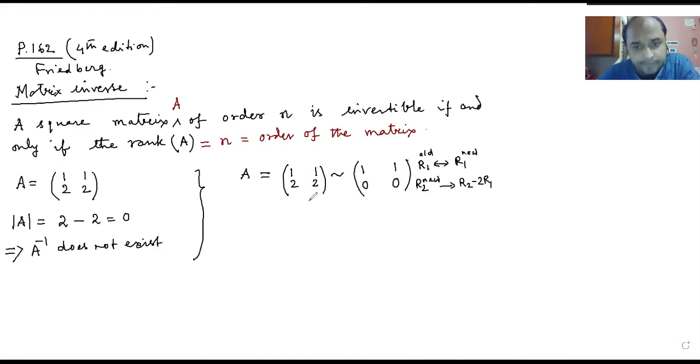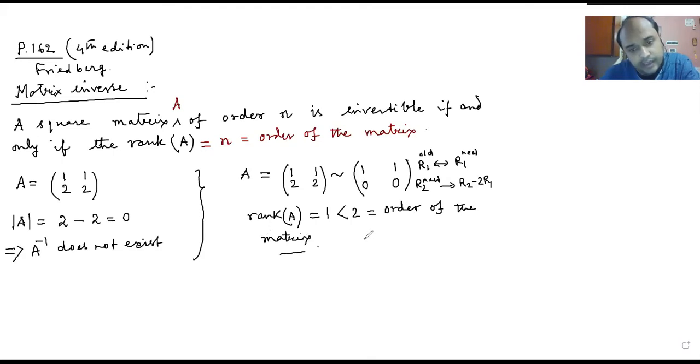So you see, you cannot reduce this matrix further. And therefore the rank of this matrix is 1, which is less than 2, that is the order of the matrix. And therefore, according to this theorem, which I have stated over here, A inverse does not exist.